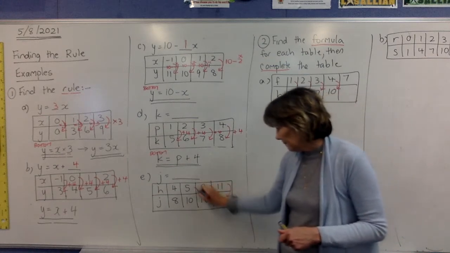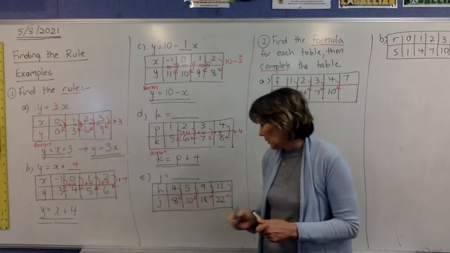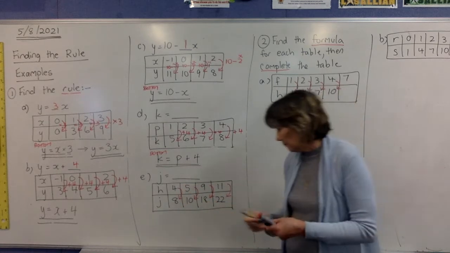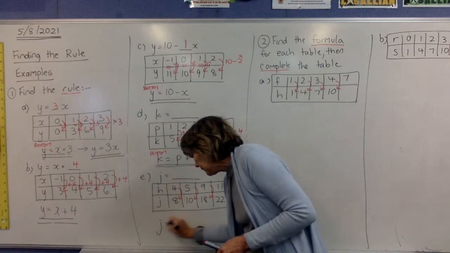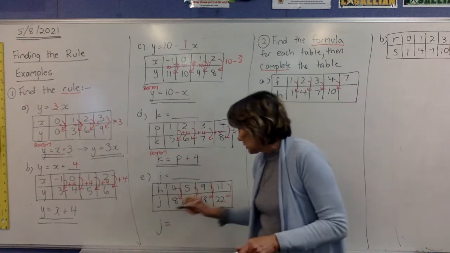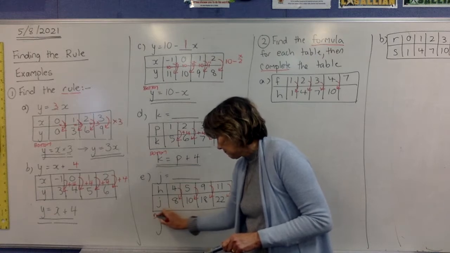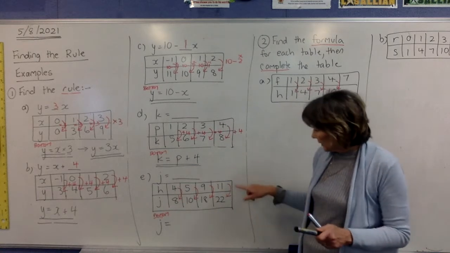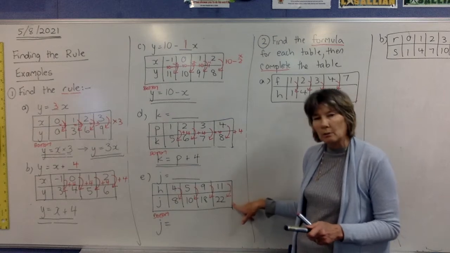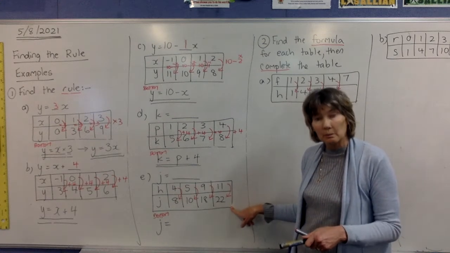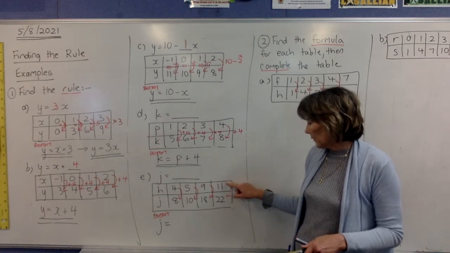Draw our arrows in. Okay, so we're looking for our bottom letter, which in this case is J. So it's J equals this time. All right, now what have we done to 11 to get 22? We might have added 11, or we might have times by 2. Let's see if we're adding 11.